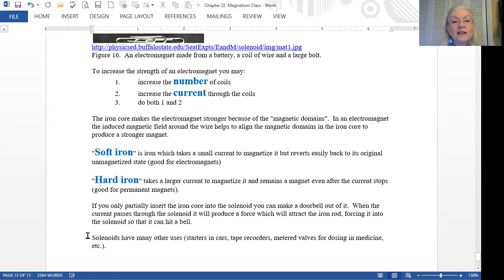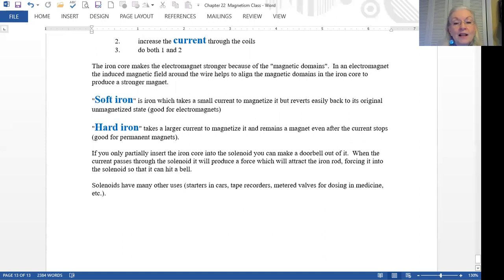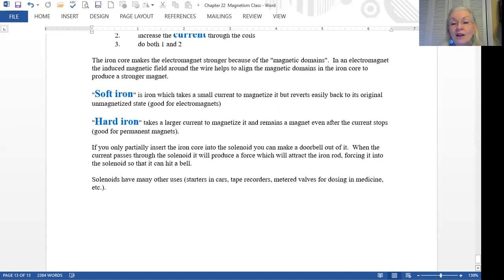We've used solenoids in all kinds of things. There's a variety of applications for things that have magnetic properties that can be controlled, turned on and off.